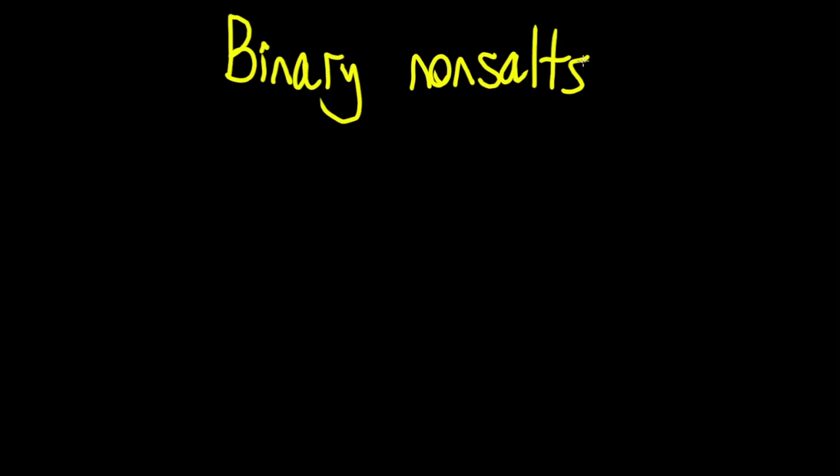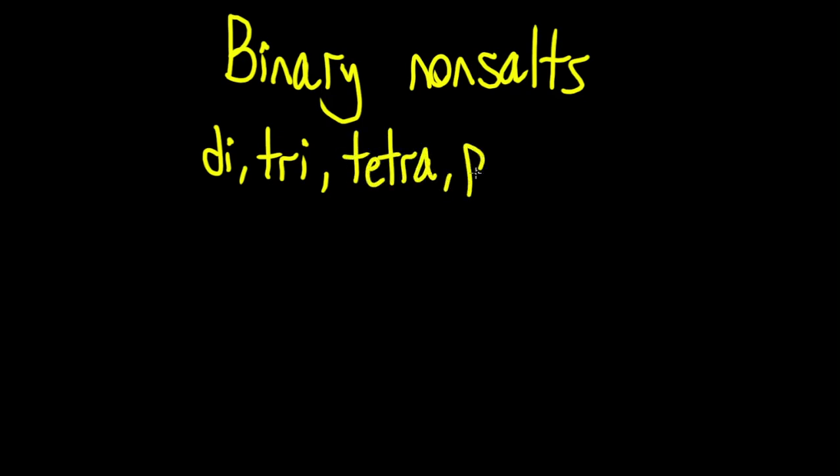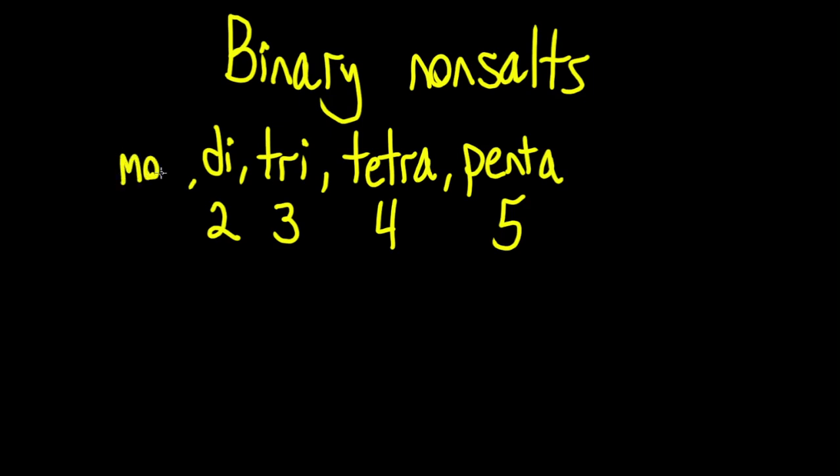These compounds utilize the prefixes di, tri, tetra, and penta to indicate the number of atoms present in the formula, where di is 2, tri is 3, tetra is 4, and penta is 5. And occasionally you'll see mono, which means 1. Okay, to name these compounds, we're first going to identify the element donating the fewest atoms to the compound. Then we're going to name the second element with the ending "ide."